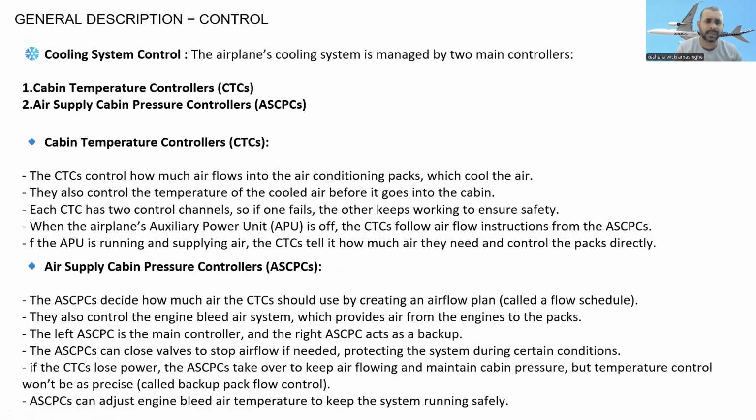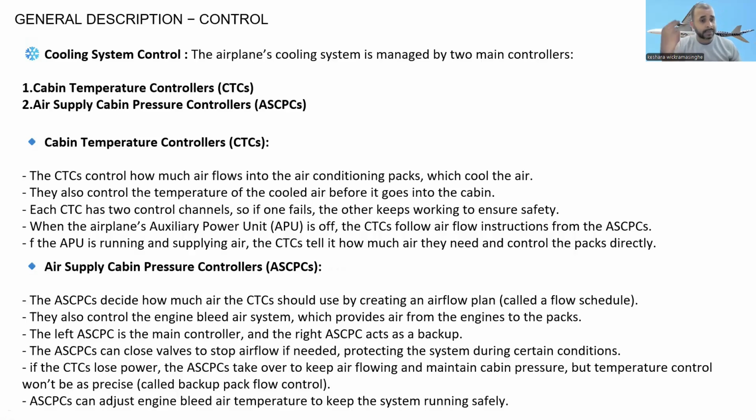Now let's go to the air supply cabin pressure controllers. They decide how much air the cabin temperature controllers should use by creating an airflow plan called a flow schedule. They also control the engine's bleed air system, which provides air from the engines to the packs. The left air supply cabin pressure controller is the main controller, and the right acts as a backup.